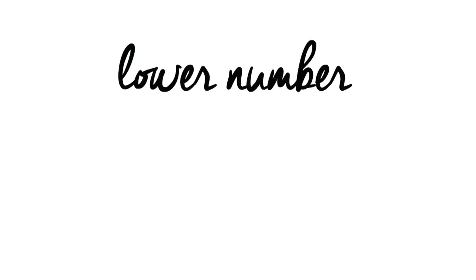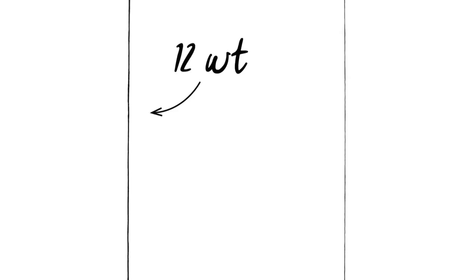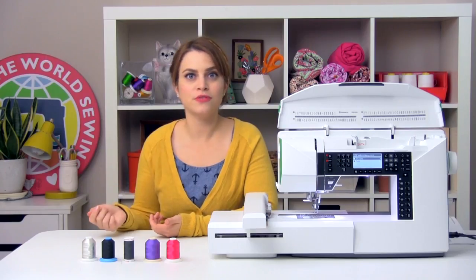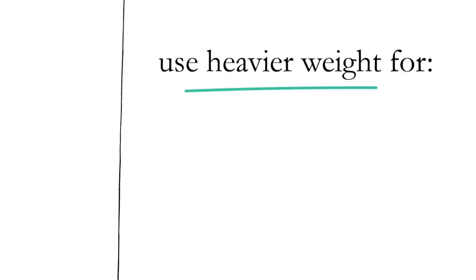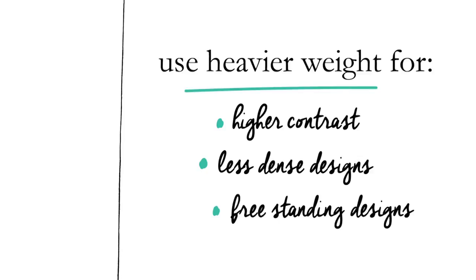If you go down in number, then that means you're getting a thicker thread. So for instance, a 12 weight is going to be a heavier weight thread than a 40 weight. So why would you use a heavier weight thread? Well, let's say you're embroidering something that you really want to contrast or pop, like redwork, or something that doesn't have a lot of stitches, something that's less dense. Then you could use a thicker weight thread to make sure that it really stands out against the background. If you're doing a freestanding design, like freestanding lace or crochet, those can sometimes benefit from having a heavier weight thread because there's more heft and support since it's just the thread that's supporting the project.